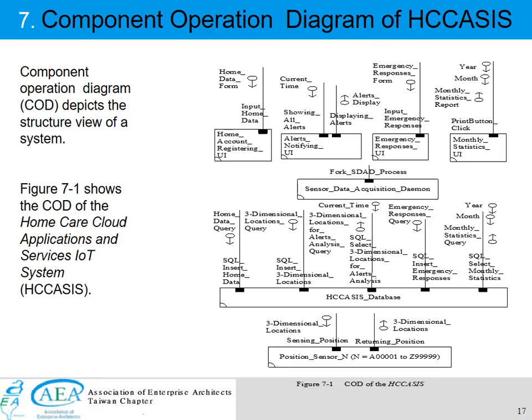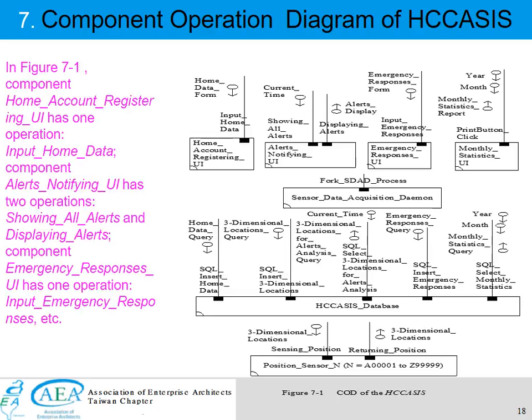Chapter 7: Component Operation Diagram of HCC Axis. The Component Operation Diagram, COD, depicts the structural view of a system. Figure 7-1 shows the COD of the home care cloud apps and the service IoT system. In Figure 7-1, there are 7 components in total, but we only show 3 components and their operations.